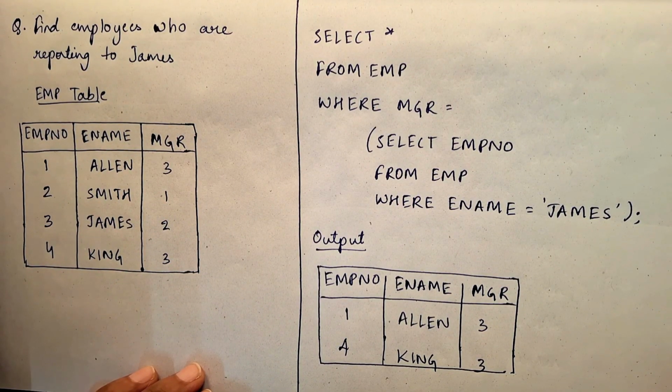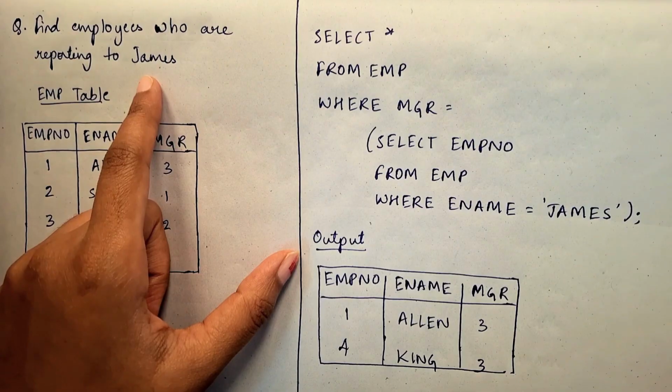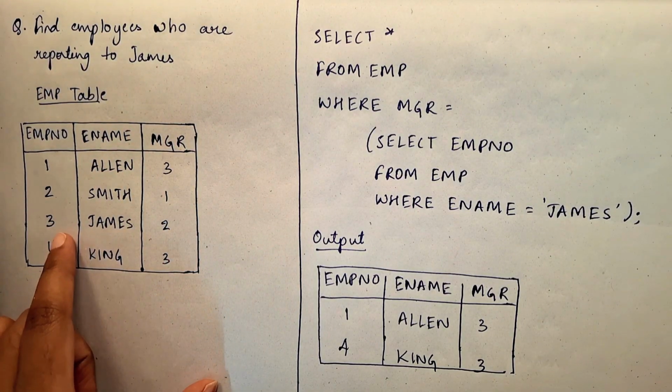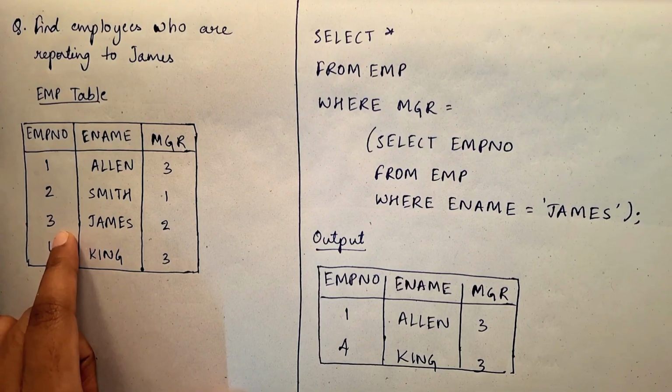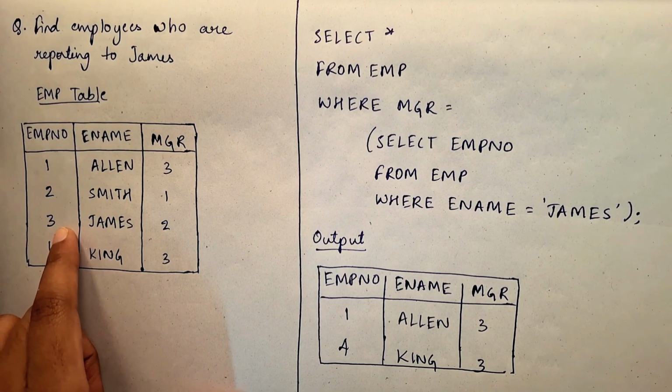First, understand what the question is asking us. We need to find employees who are reporting to James. So the first step is to find James's employee number. From the table, we can see that James's employee number is 3.